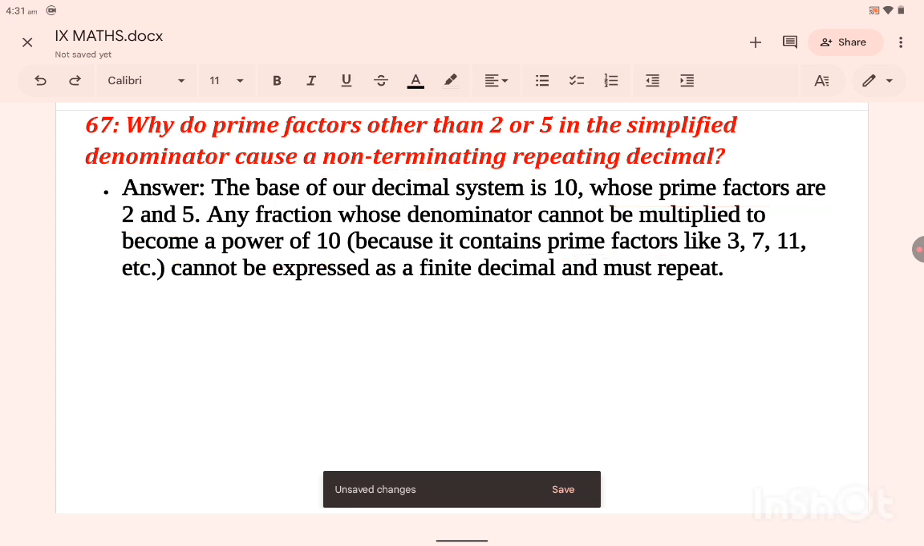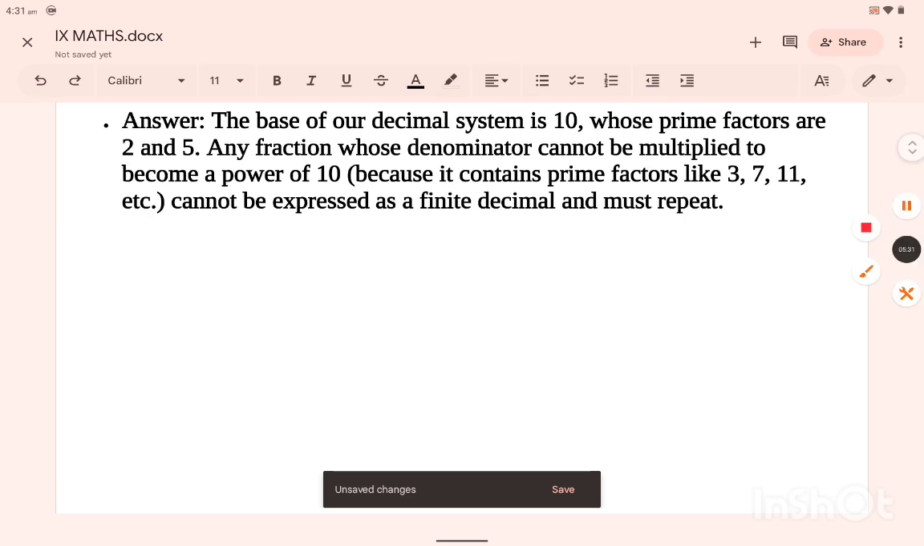Okay, now here we have two conditions. When the given fraction is in simplified form and the denominator can be expressed in the form of 2 to the power of m into 5 to the power of n, the denominator can be expressed as a power of 10.